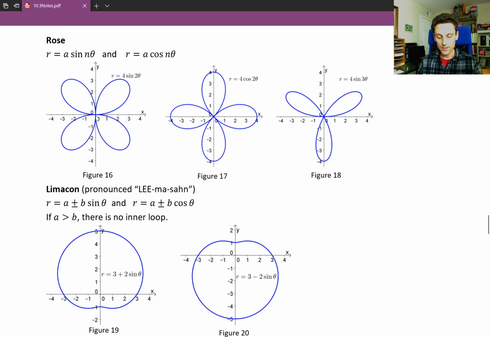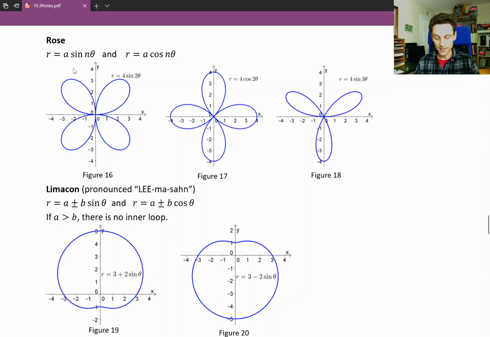Now what that's going to do is create these petals, and for even coefficients in front of theta, you're going to have twice as many petals as that number in front of theta. So since there's a 2 in front of theta, you're going to have 4 of these petals. Now the way that you travel along these petals is something like this.